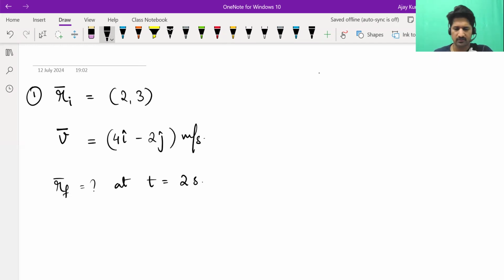So you can equate it to displacement by time, that is final position minus initial position divided by time. From that, you will get the final position. Solve it quickly, all of you. Type your answers in chat.